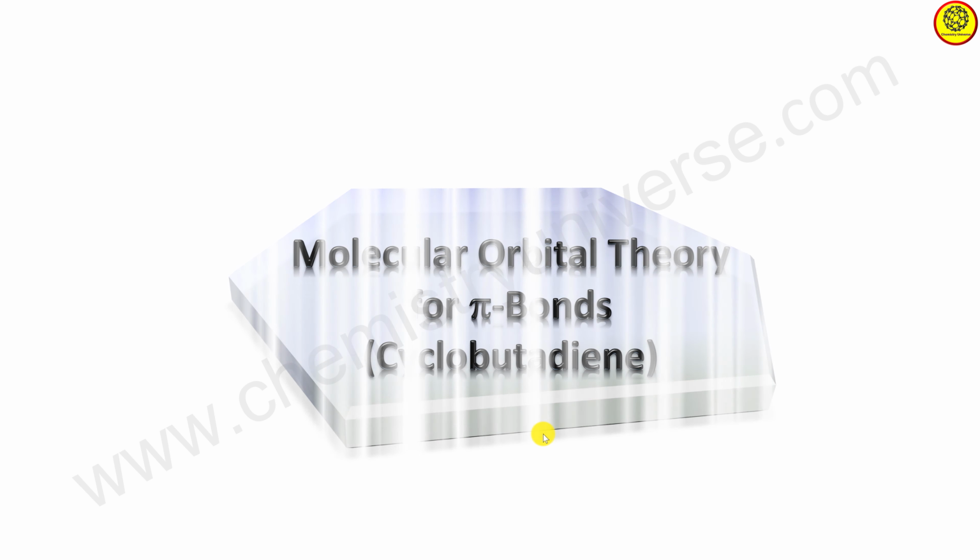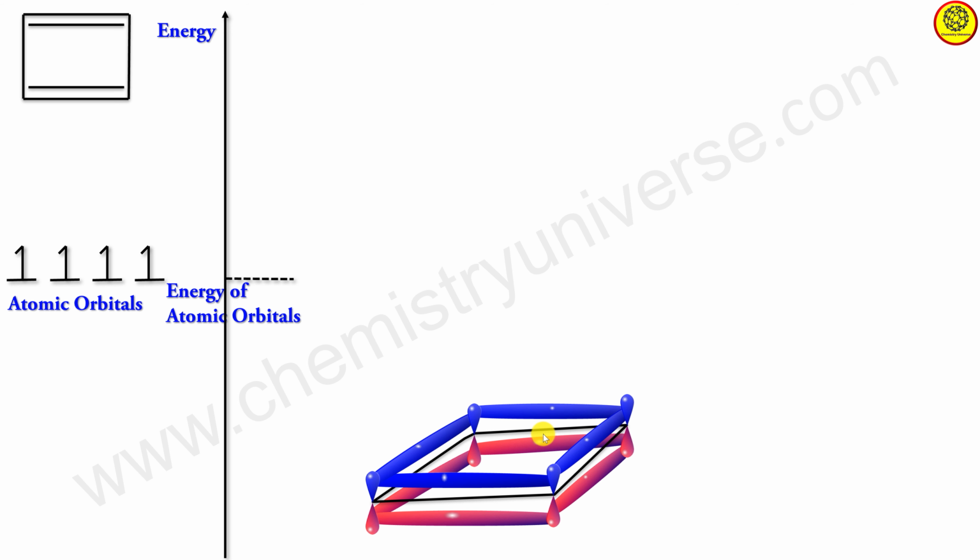Let's see how this works. In cyclobutadiene, there's a square with 2 pi bonds. So there are 4 p orbitals, 1 electron each. This is the energy axis. And these are atomic orbitals, and this is the energy. And the lowest is this, Psi1. This is the energy level. And how many bonding do you find? Bonding 1, bonding 2, bonding 3, bonding 4. 4 bonding, 0 antibonding, net is 4 bonding.